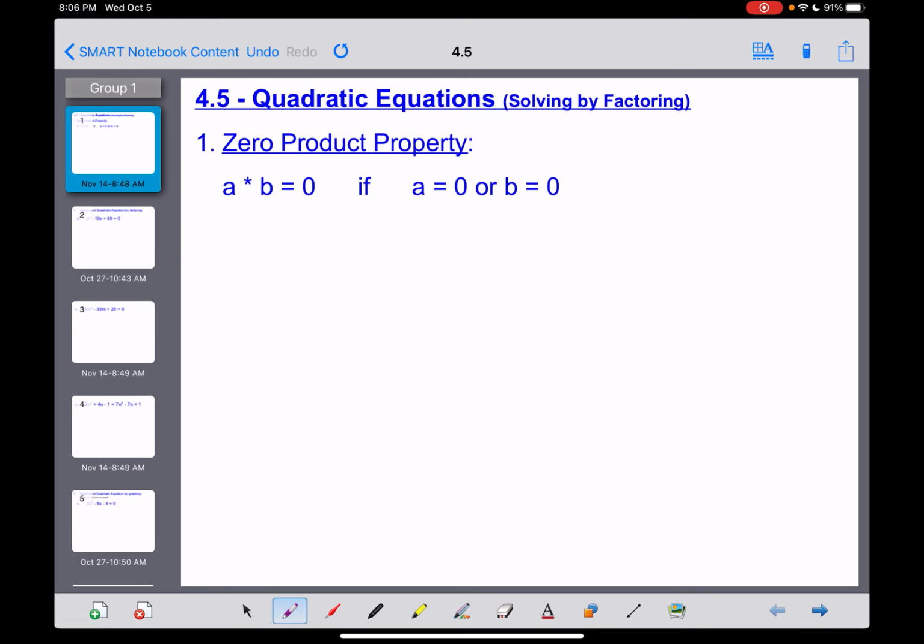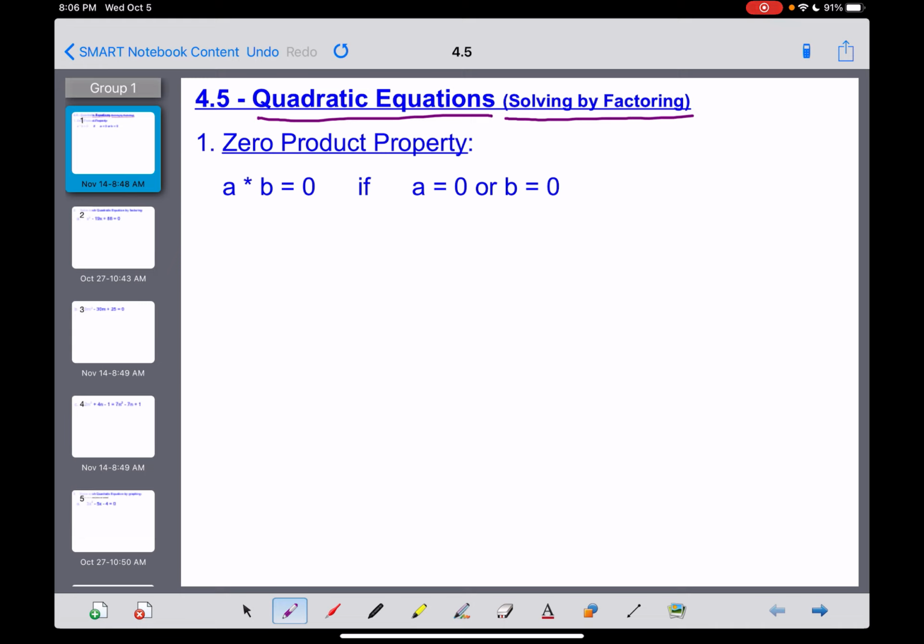Okay, Algebra 2, so now that we finished 4.4 and we have a little bit of a refresher about how to factor, now we're going to talk about why we actually need that skill. Factoring is the first method that we're going to talk about here for solving quadratic equations. So your textbook just uses the title Quadratic Equations for 4.5, but really what we're doing is we're solving those quadratic equations by factoring.